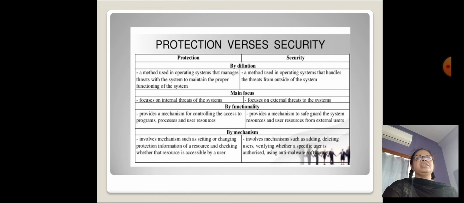In security, more convoluted queries are handled, whereas in protection, simple queries are handled. Security determines which person is granted use of the system, whereas protection determines what file can be accessed by a permitted user.